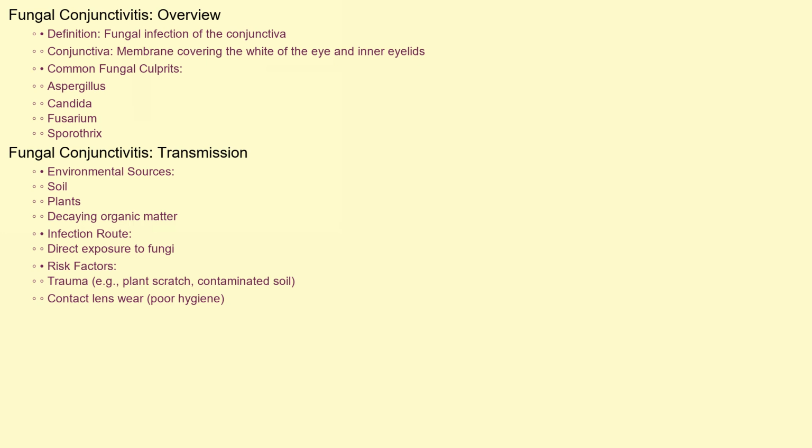Several types of fungi can cause this infection. Common culprits include species of Aspergillus, Candida, Fusarium, and less frequently Sporothrix. These fungi are often found in the environment in soil, plants, and decaying organic matter. Infection usually occurs when the eye is directly exposed to these fungi, most commonly through trauma, like a scratch from a plant or exposure to contaminated soil. Contact lens wearers are also at a slightly increased risk, especially if proper hygiene is not maintained.